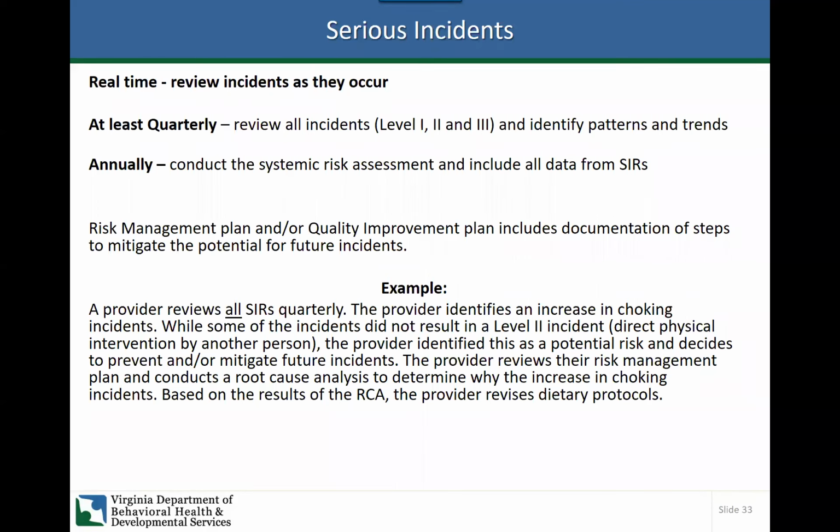So let's, again, a simple example. A provider reviews all their SIRs quarterly, and they see an increase in choking incidents. Now, some of the incidents did not result in a level 2. And just a reminder that a level 2 for a choking incident would involve direct physical intervention by another person. But the provider identified this as a potential risk, and they decide to prevent and or mitigate future incidents as much as possible. So they review their risk management plan, they conduct a root cause analysis to determine why there's all of a sudden been this increase in choking incidents. And then based on that, perhaps they revise dietary protocols. There are many things that they could put in place, but this was just an example to show how you're looking at it all the time because you're trying to constantly attempt to mitigate or reduce potential harm.